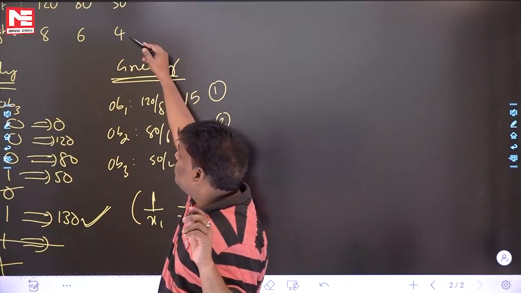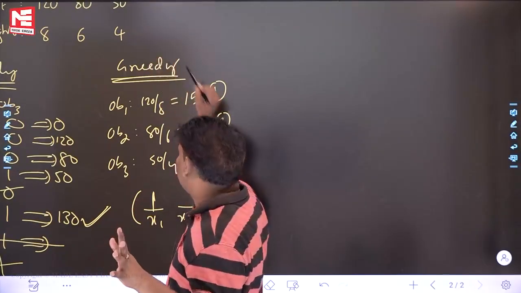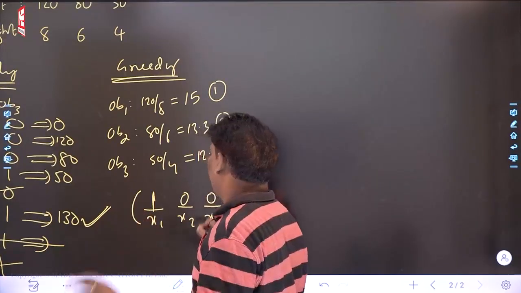Can I take the third one? Taking the third one requires 4, but I have 2. Fractions are not allowed. What is the answer? 0, 0.